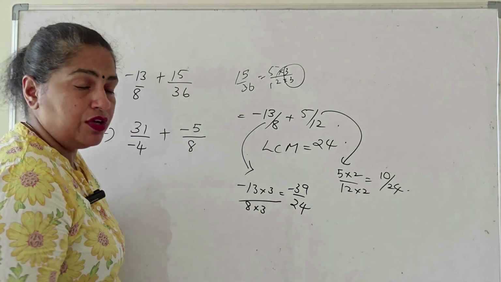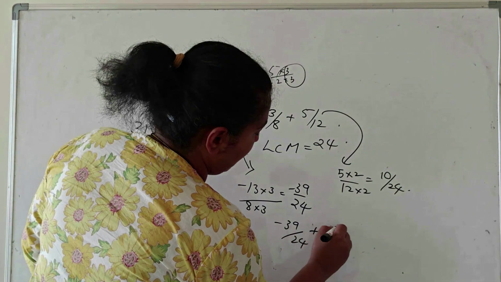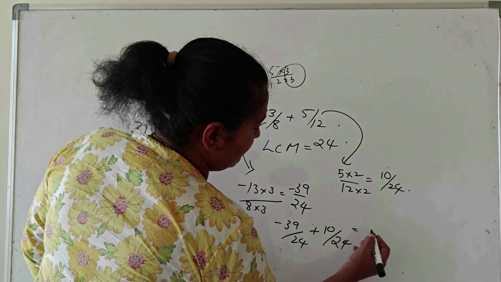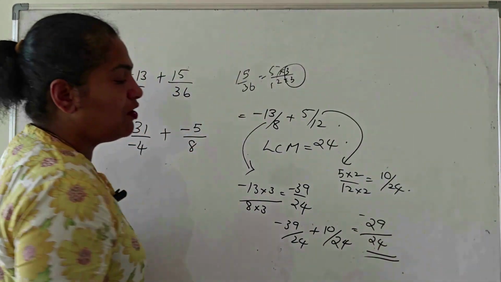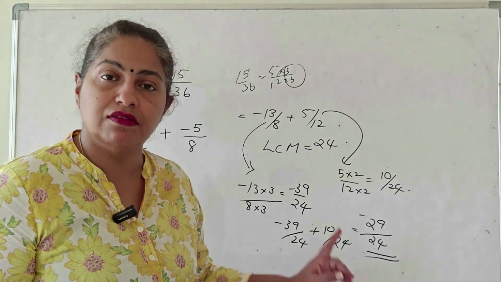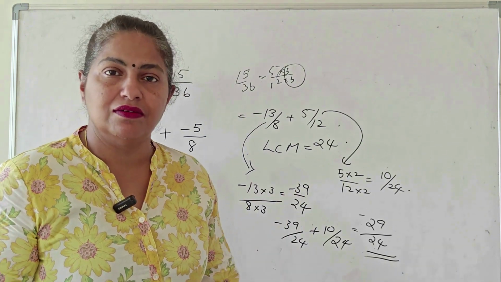So now you are going to add minus 39 by 24 and 10 by 24, thus giving you minus 29 by 24. You cannot reduce it any further. This is in the standard form and this is our final answer.